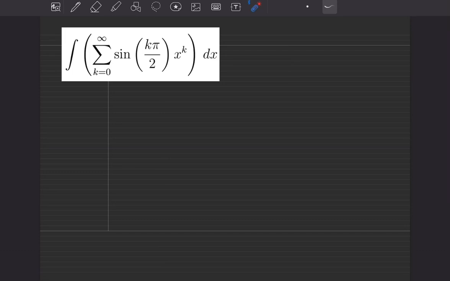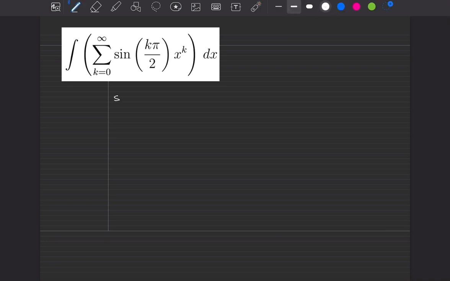So the first thing we'll do is think about what's going to happen to sine of k pi on 2 and x to the power of k as we vary k itself. Firstly, x to the power of k will be nice and simple: x to the 0, x to the 1, x squared, etc. When we look at the operand of sine, the k pi on 2, firstly we'll get 0, then we'll get pi on 2, and then we'll get pi, 3 pi on 2, 2 pi, etc.